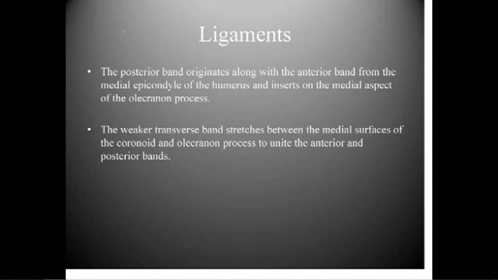The posterior band originates along with the anterior band from the medial epicondyle of the humerus and inserts on the medial aspect of the olecranon. The weaker transverse band stretches between the medial surfaces of the coronoid and olecranon processes to unite the anterior and posterior bands.